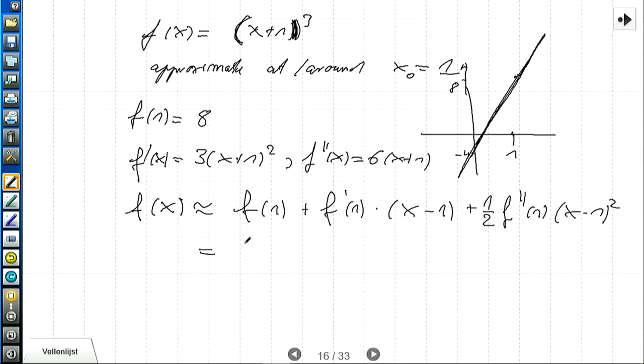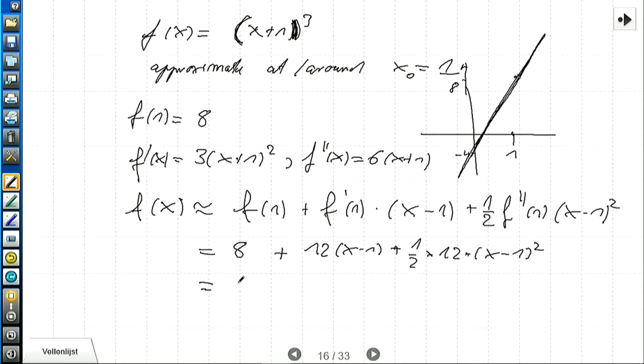I already did some work. I know this is 8. I know this was 12, if I recall correctly, times (x minus 1), plus a half times, if I fill in 1 here, what do I get? I get 12, if I'm correct, times (x minus 1) squared. Now, again, is this already good? We are happy that you can apply the Taylor series, but on second thought, you can clean this up, right? So let's clean it up.